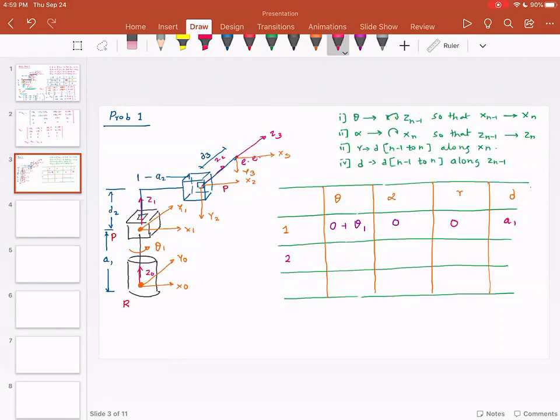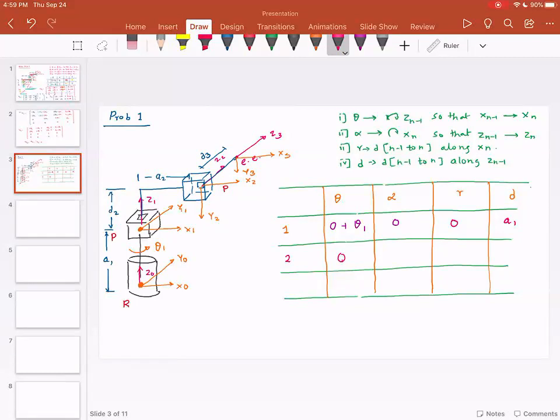So in second row, I have to find out the value of theta. Again, theta is the rotation about Z1 so that X1 gets aligned with X2. Please note that X1 and X2 are already aligned. So this angle is nothing but 0. Please note that there is no revolute joint. It's purely a prismatic joint. So there is not going to be any angle theta.